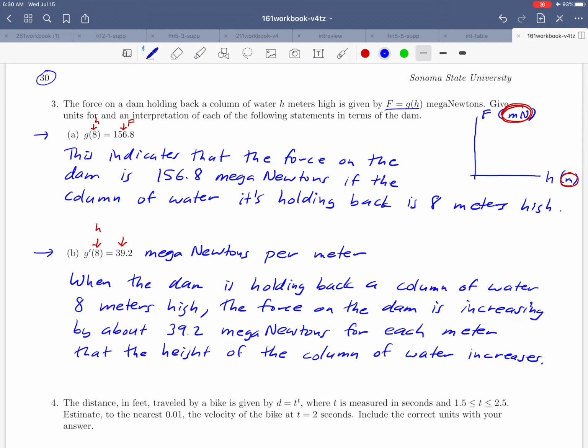Notice how we incorporated the units into our explanation. Okay, so we had meganewtons per meter up here, and we kind of had that same choice of words down here in the explanation that we wrote.